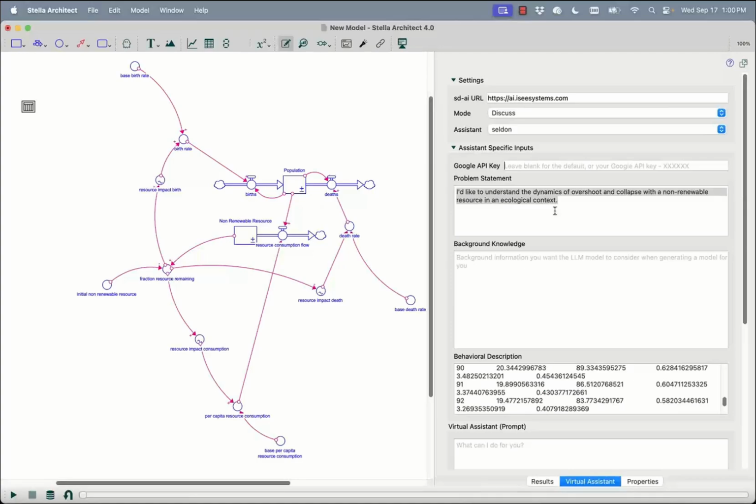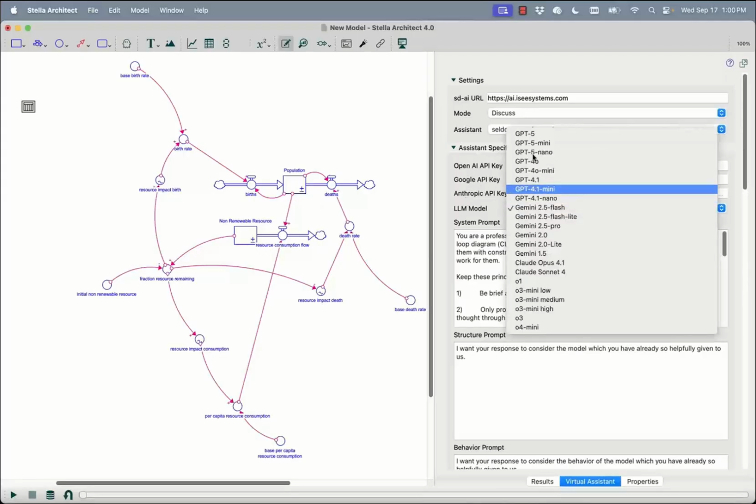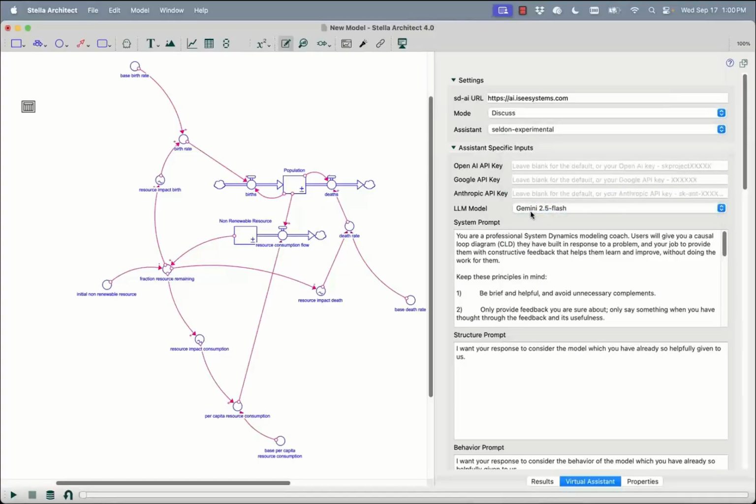So I understand your reticence and your concern there. So here's, for instance, where you can enter in your own API key if you want to use Google, or if we were to go into Selden Experimental, you could see where you could enter in your own OpenAI key, Google key, or Anthropic key, based on if you are using an OpenAI model, a Google model, or an Anthropic model.